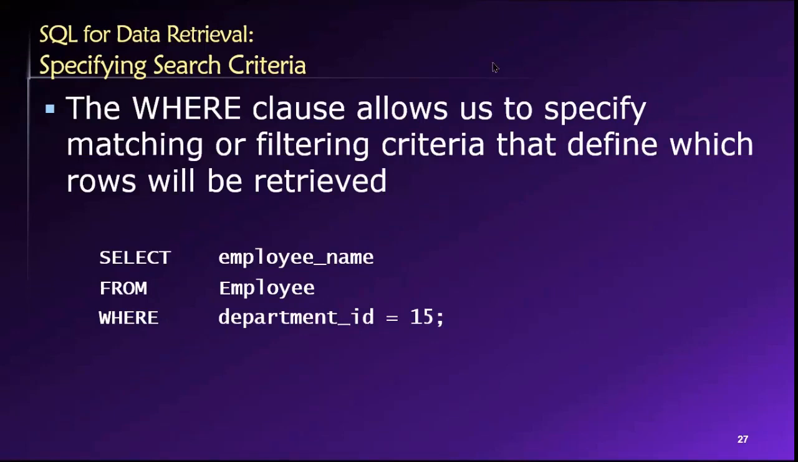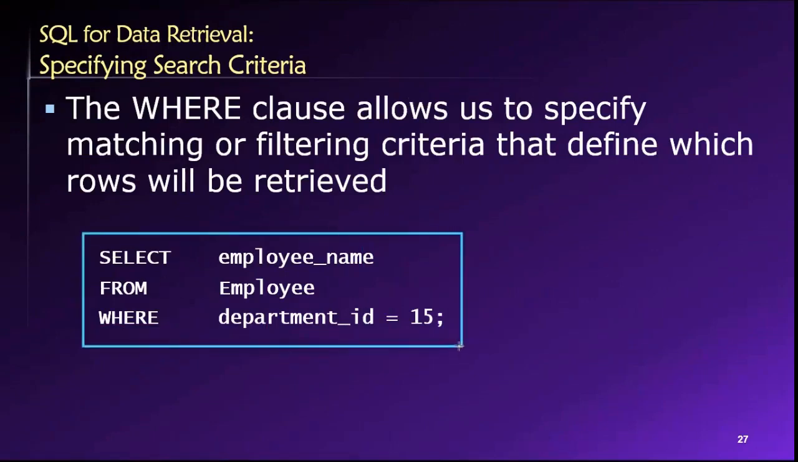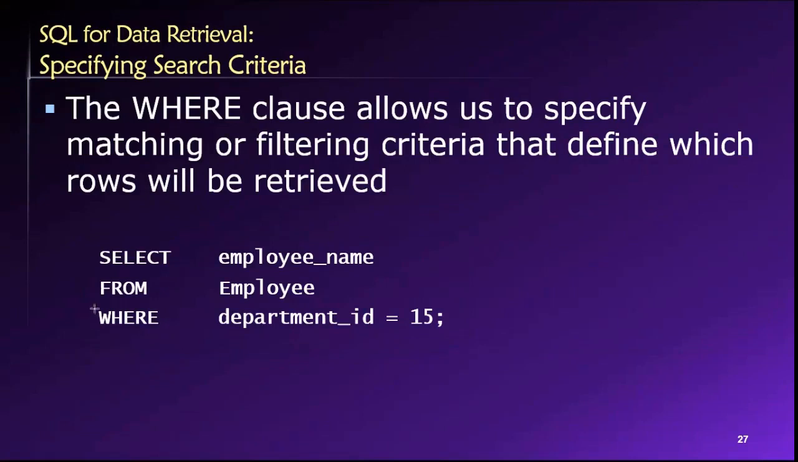So if we take a look at this example that we see here, where it says select employee name from the employee table. So this is going to give us a list of employee names, but we're including a where clause, and that will limit our results. So in this case, we're only going to get employees who work in department number 15. So that would limit our results to just those employees.